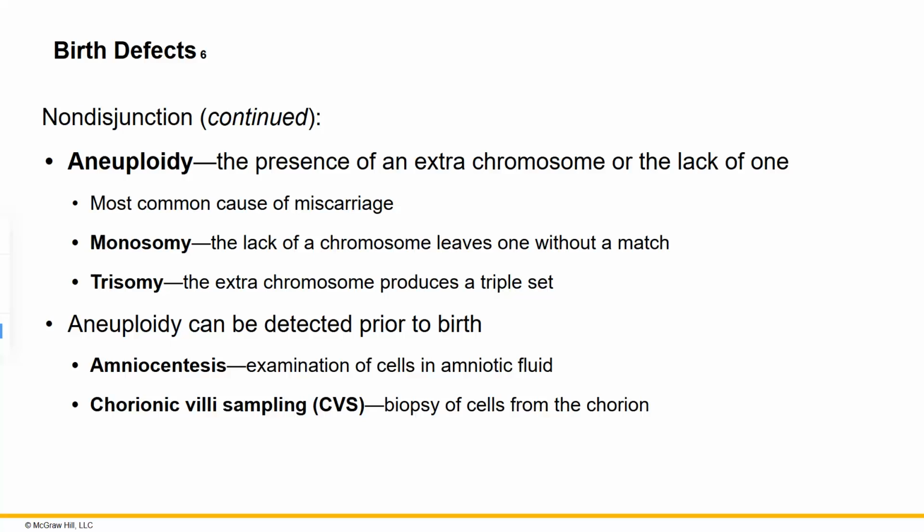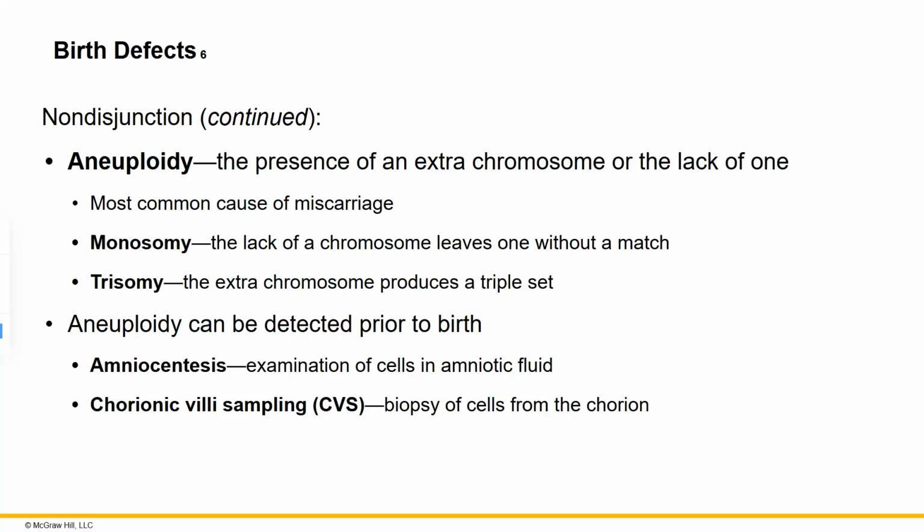Under normal conditions, we should only have 2 copies of every chromosome. 1 copy comes from the sperm, 1 copy comes from the egg. But with monosomy, we're missing 1. With trisomy, we have 1 extra, so we have 3 copies. Select monosomies and trisomies don't cause miscarriage. They can go on to survive, but there are defects in the surviving babies.